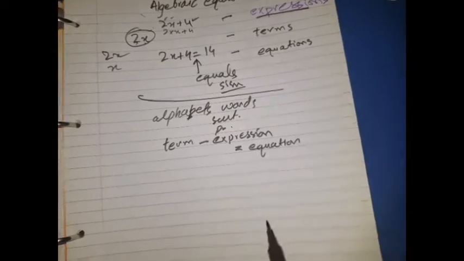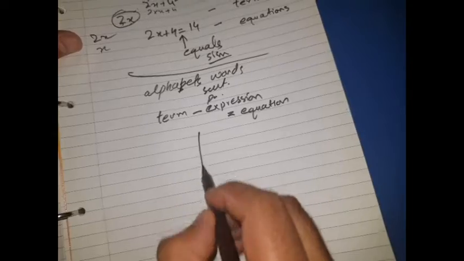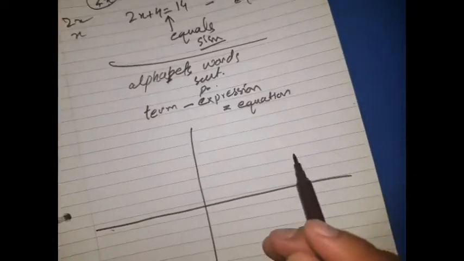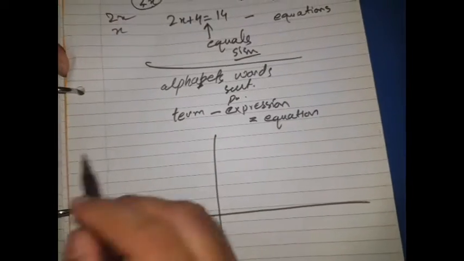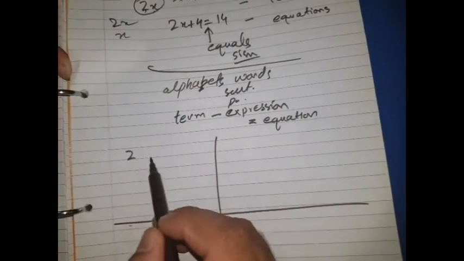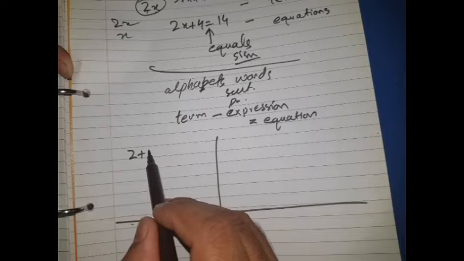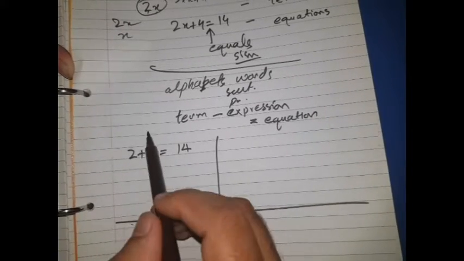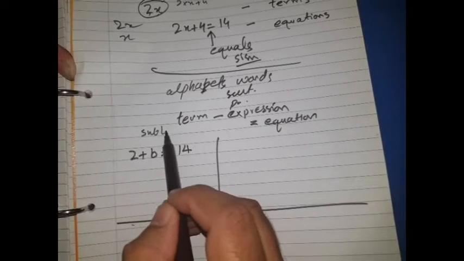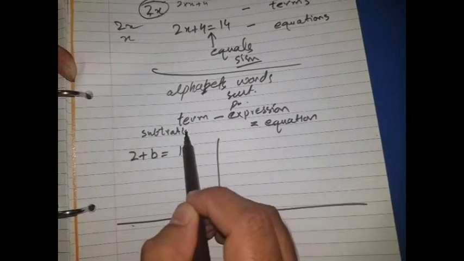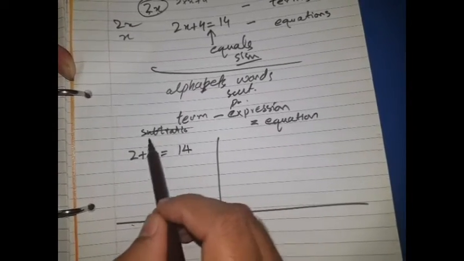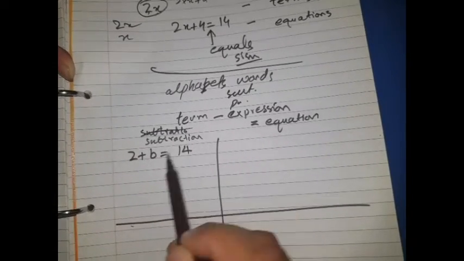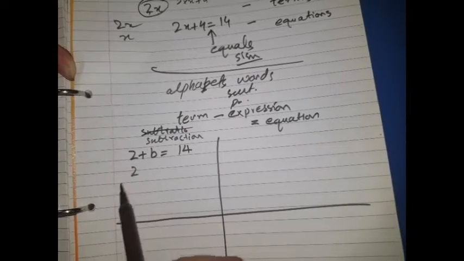So I will quickly mention 4 types of equations that we have already solved and that we must know how to solve. Right now, for example, if I have 2 plus b is equal to 14, this is solved by subtraction, finding the value of a variable by subtraction. So 2 is still here.